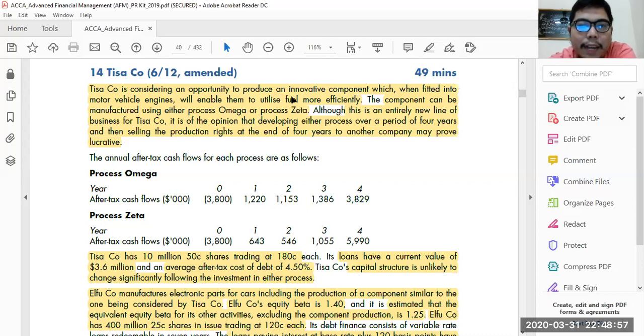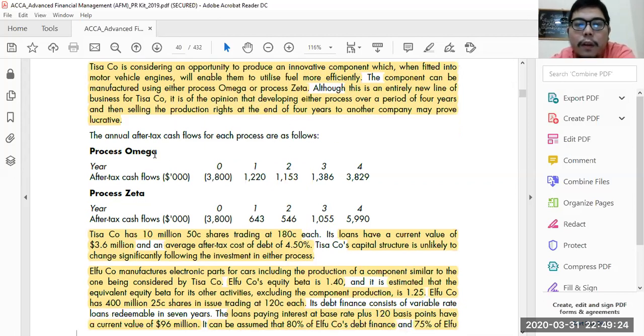The component can be manufactured using either process Omega or process Zeta, although this is an entirely new line of business. Highlight that this is an entirely new line of business. So in this case, this will be a business risk for the company. It is an opinion that developing either process over a period of 4 years, then selling the production right at the end of 4 years to another company may prove lucrative.